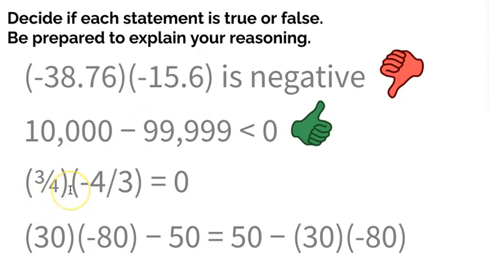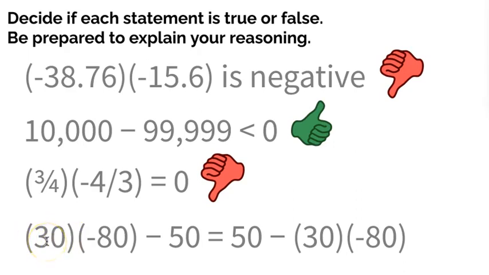What about 3/4 times negative 4/3? Nope, you're going to get negative 1 is what's going to happen, because you're going to have 12 over 12, and it's going to be negative, so 12/12 reduces down to negative 1, which is still not the same as 0.